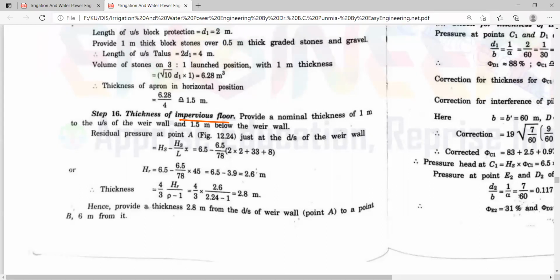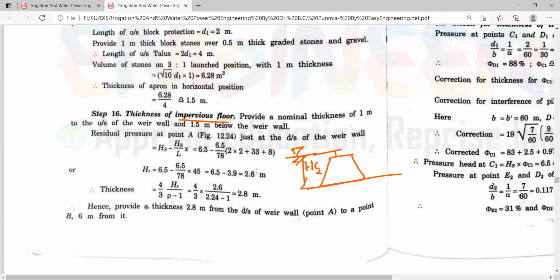That is important. The slab thickness is not the same everywhere, because the slab thickness depends upon the seepage pressure present at that particular section. So first we need to calculate the seepage pressure. Seepage pressure depends upon the head available at the upstream side of the weir, so it depends upon the HS.